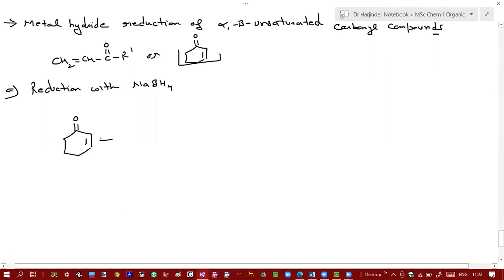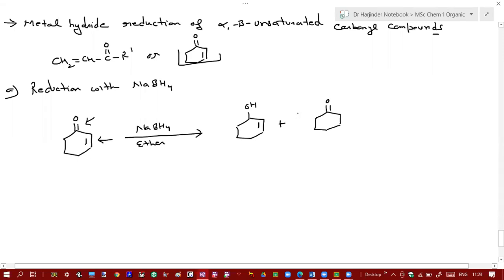Carbonyl, sir, alkene. Yes, reduction can take place over this carbon-carbon double bond, and reduction can take place over this carbon-oxygen double bond. So when we carry out reduction with sodium borohydride, you get a mixture of products. Reduction takes place at both sites. This carbonyl group is reduced as well as this double bond is also reduced. So you get two products. One is allylic alcohol and the second one is cyclohexanone.